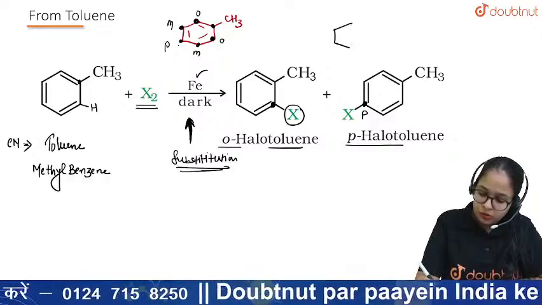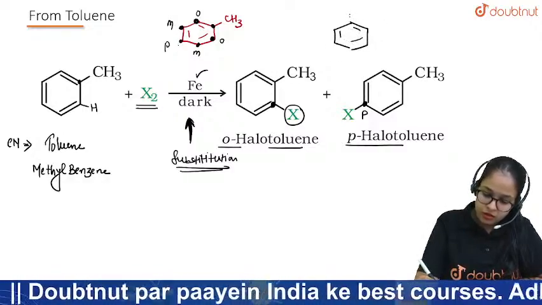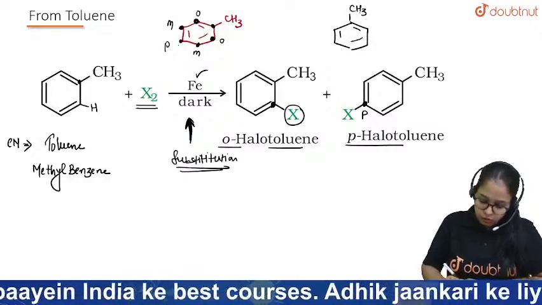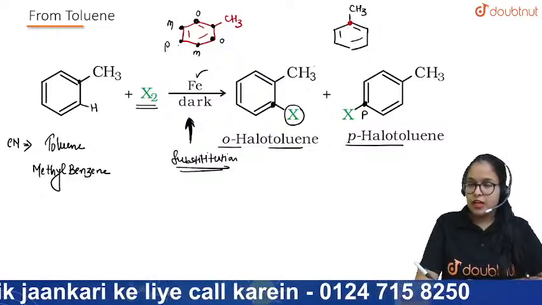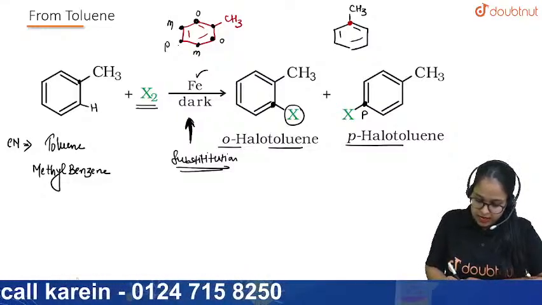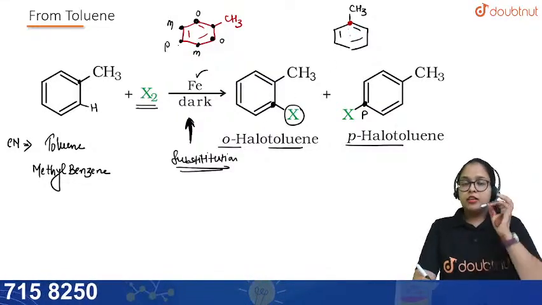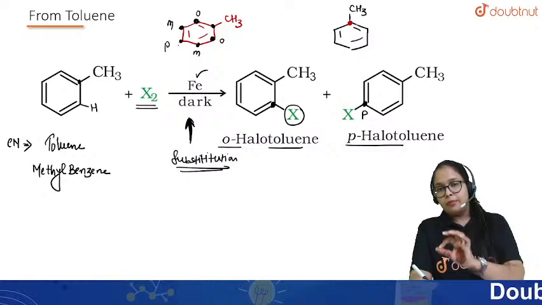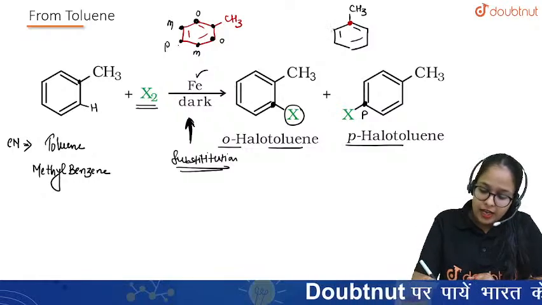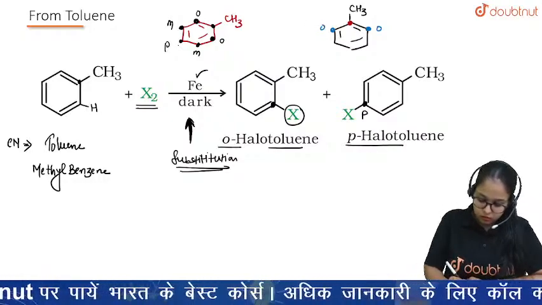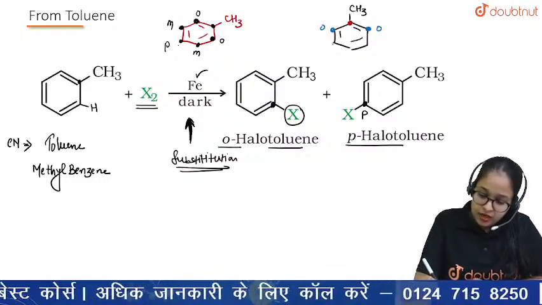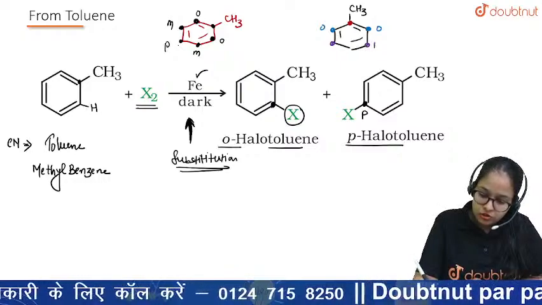If I draw toluene this way, what will be your ortho position, meta position and para position? This is the carbon to which the methyl group is directly attached. The carbons adjacent to it are your ortho positions. The next position after the ortho position is the meta position.